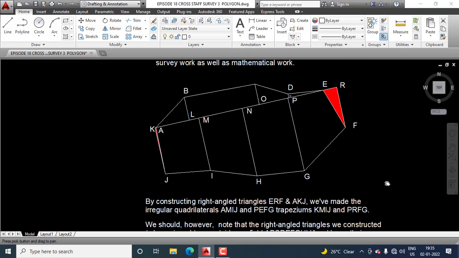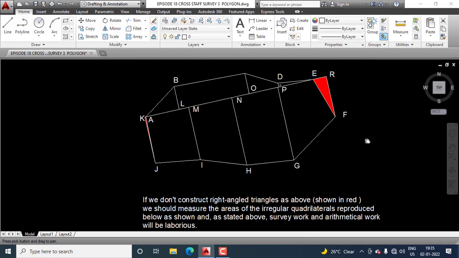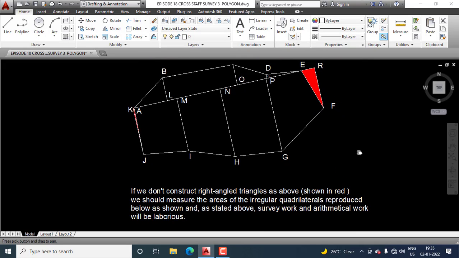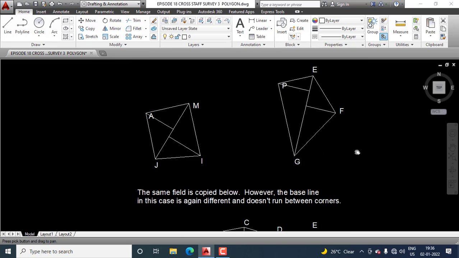The areas of these figures given in red must be deducted. It must be remembered. If we don't construct this trapezium and this trapezium, we must calculate the areas of PEFG and AMIJ just like this. We reproduce those irregular quadrilaterals here. So again we have to construct the baseline and we have to take offsets. This work is somewhat laborious.